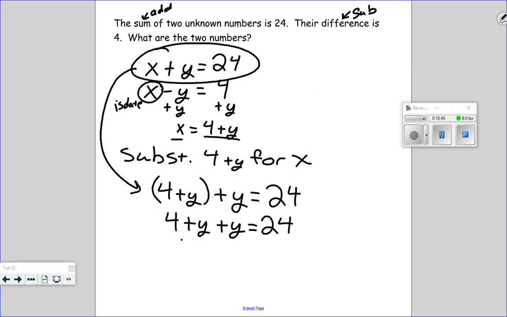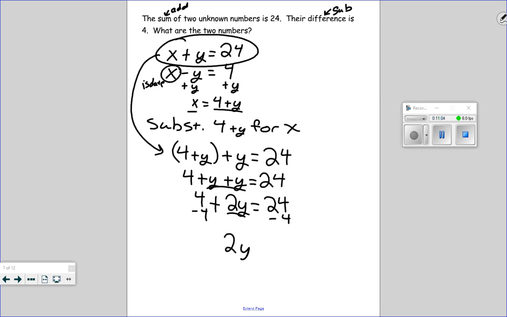All I have to do now is combine like terms and solve. Now I have an equation that only has one variable, so I know how to solve this. y plus y, combine like terms, you get 2y. Subtract 4 from both sides, we get 2y equals 20. And then divide both sides by 2, and you get y equals 10.